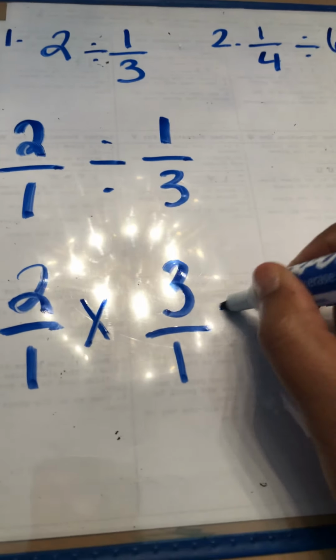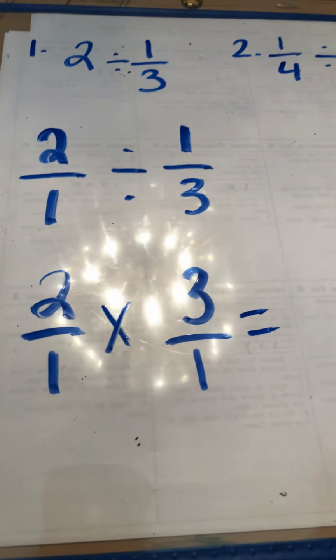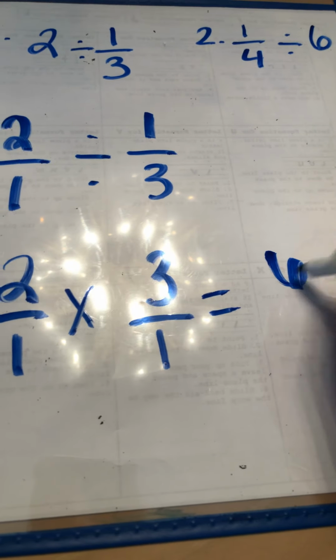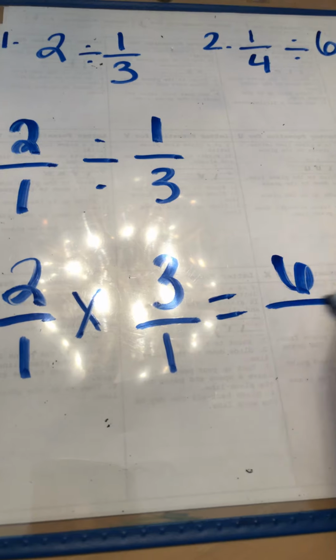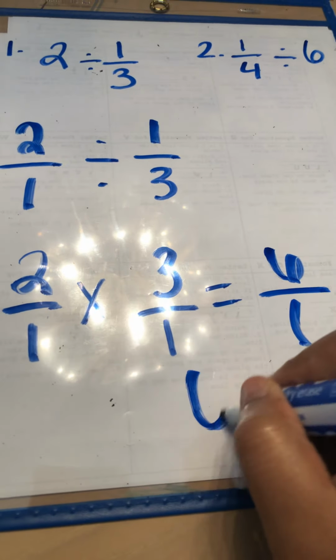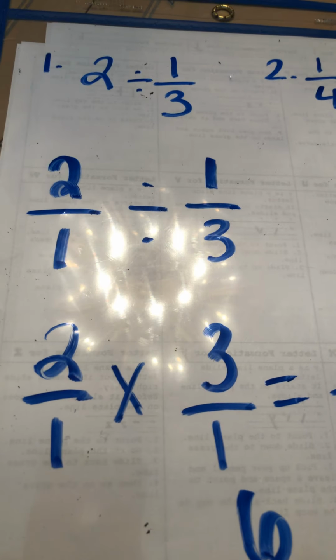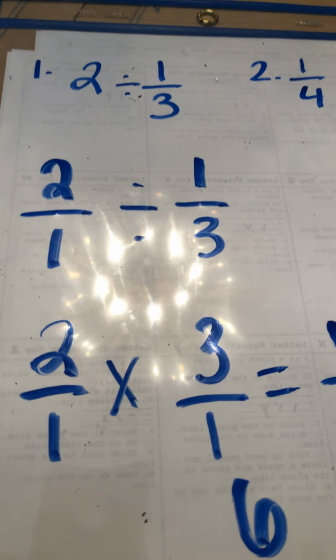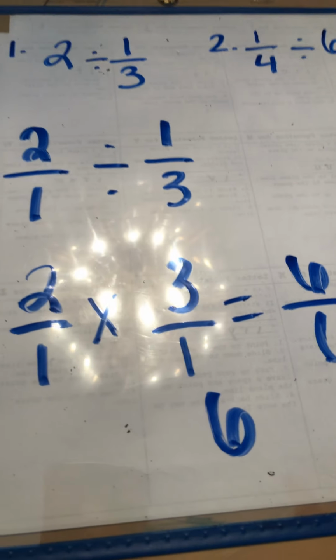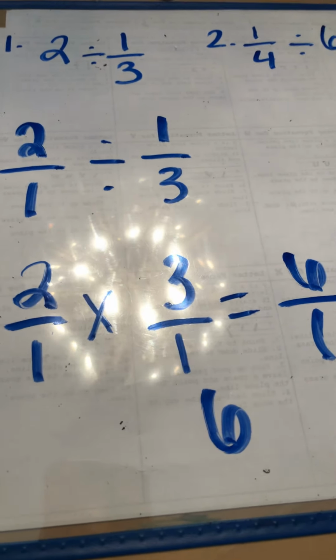And then you will go ahead and cross multiply. So you'll have 2 times 3, that gives you 6. 1 times 1, that gives you 1, aka 6. So 2 divided into 1/3 would be 6. Okay, so let's go ahead and try another problem in the same fashion.